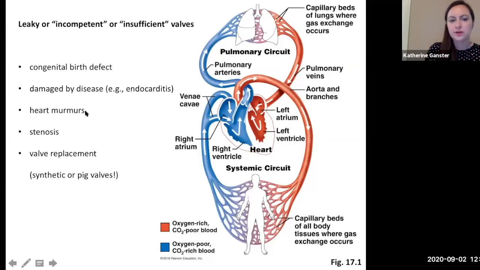Heart murmurs is the terminology that we give to sounds that are abnormal that can be caused by an insufficient valve. So if blood is leaking back through the valve, you can hear that, and that sound is called a heart murmur. Stenosis means a hardening. So if the valves become hardened and they don't function as well, that's called a stenosis. Valve replacement can be done with a synthetic valve or pig heart valves, because pig hearts are very similar to ours in their structure and function.